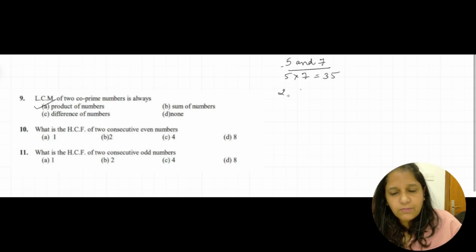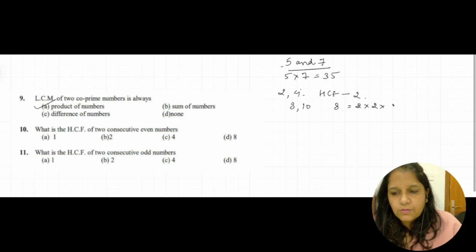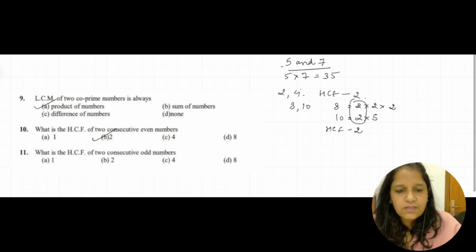Even कोई भी दो even number ले लेते हैं, 2 and 4 ले लेते हैं, तो इस केस में इसका HCF कितना आ रहा है? HCF will be equal to 2. अगर कोई दूसरे और नंबर अपन ने लिए, like 8 and 10 ले लिया, so 8 के फैक्टर्स क्या हो गए? 2 into 2 into 2, and 10 के फैक्टर्स कितने हो गए? 2 into 5. So HCF will always remain 2 of two consecutive even numbers. So the correct answer is 2.